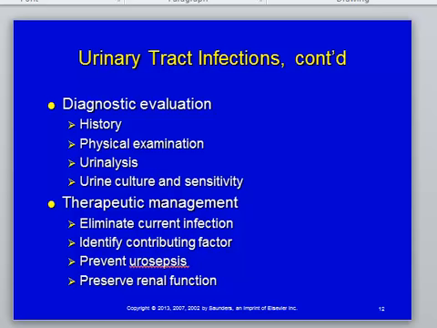Under our diagnostic evaluation, we're going to get the history from the parent, do our physical exam, do a urinalysis, and do a urine culture and sensitivity. On our therapeutic management, we'll eliminate the current infection and identify any contributing factors, especially if the child maybe has constipation, which predisposes him or her to UTIs. We want to prevent urosepsis, and we want to preserve that renal function. Very, very important.